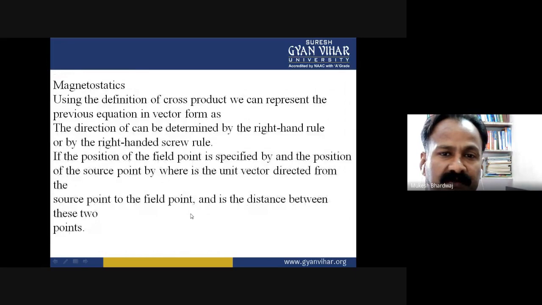Using the definition of cross product, we can represent the previous equation in vector form. The direction of dH can be determined by the right hand rule or by the left hand screw rule. If the position of the field point is specified by r and the position of the source point by r prime, then the unit vector is directed from the source point to the field point, and R is the distance between these two points.